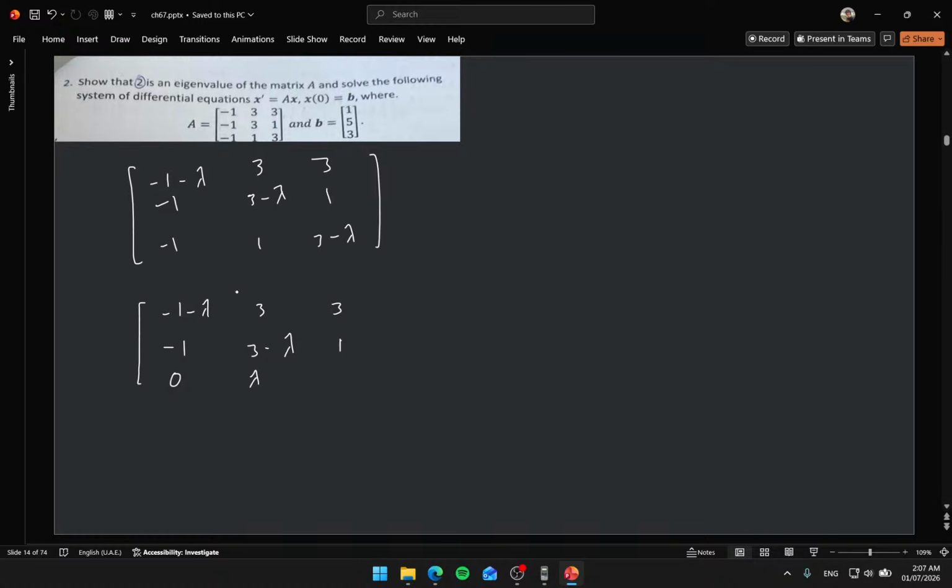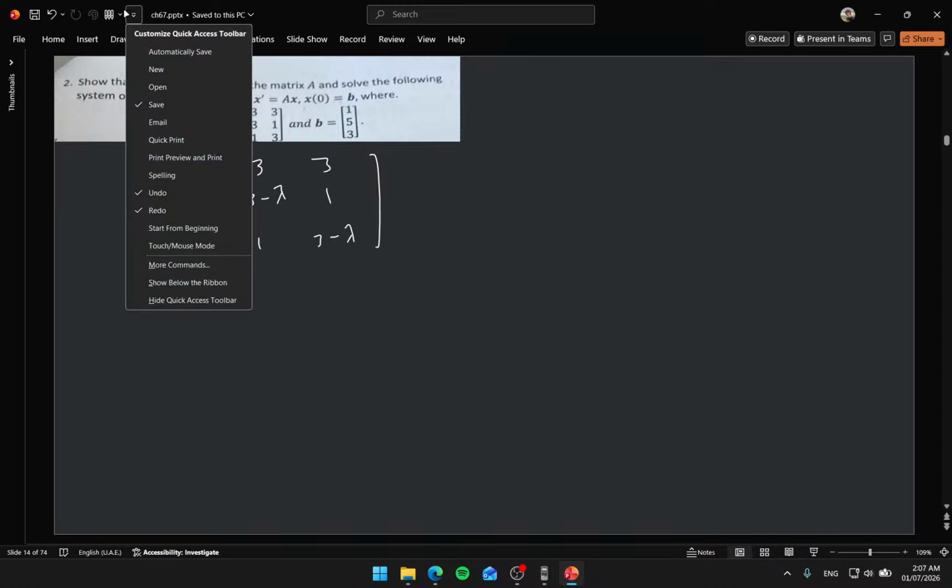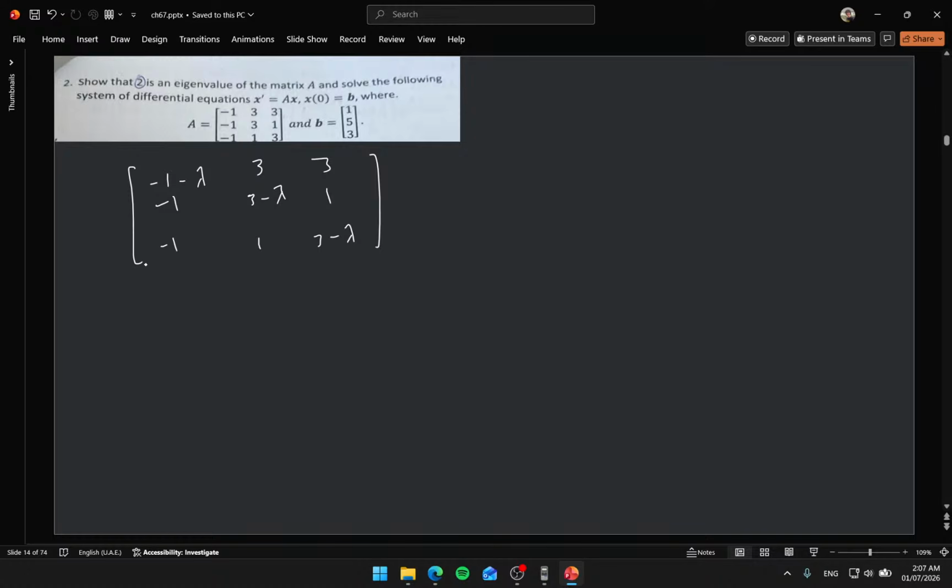Let's do it without problems because this will take us a while. Negative 1 minus lambda times, this is 9 minus 3 lambda plus lambda squared minus 6 lambda plus 9, minus 3 lambda minus 3, plus 1.